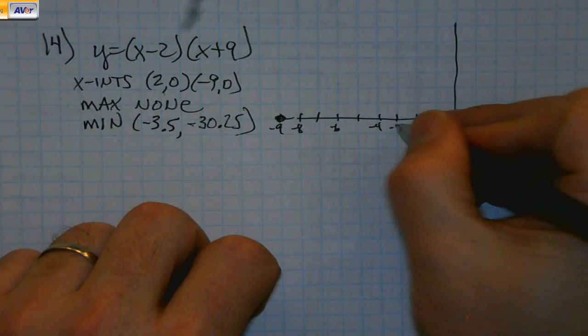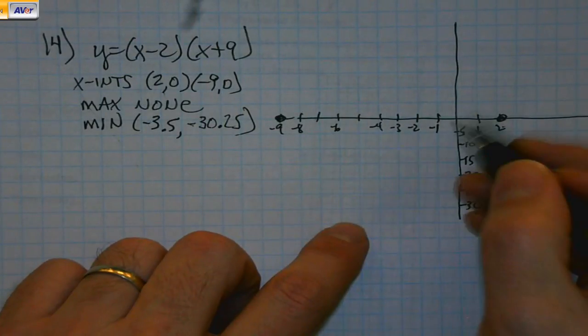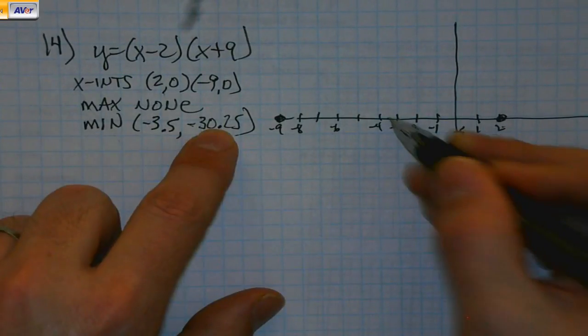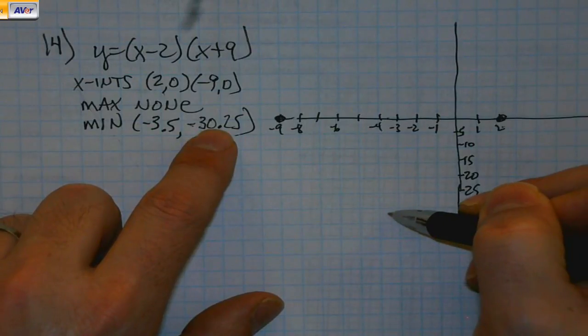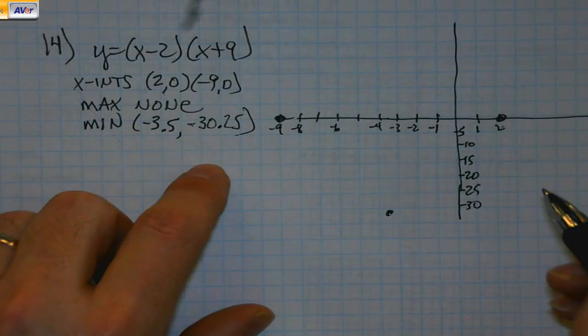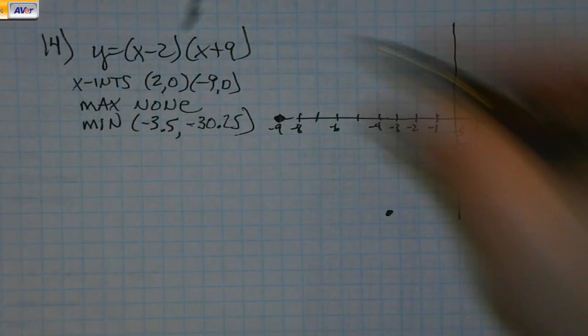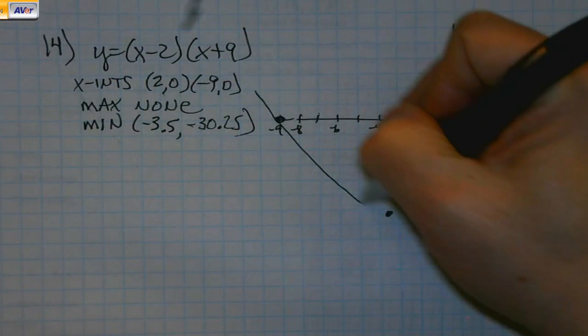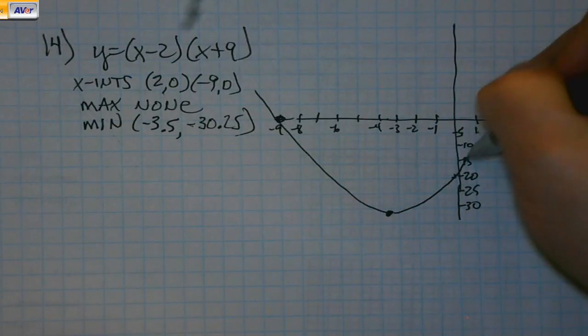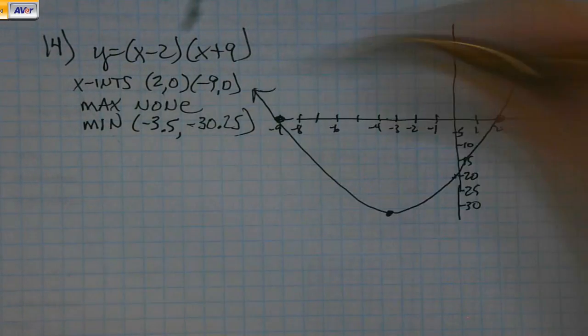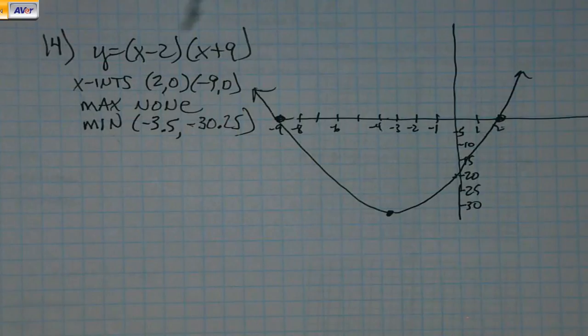And so what I would be able to do now is I'd say, oh, so negative 3.5, a little over negative 30. Just looks like a parabola. And I've got my values. Okay. So really all we're going to be doing with these is just that.